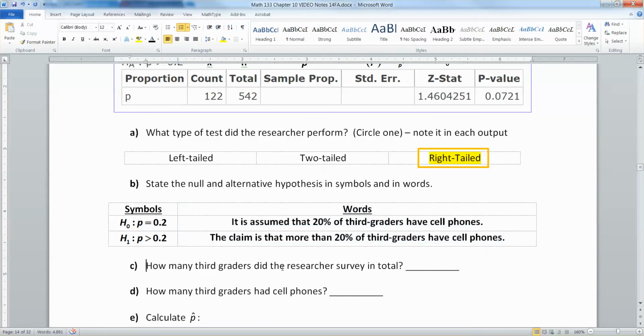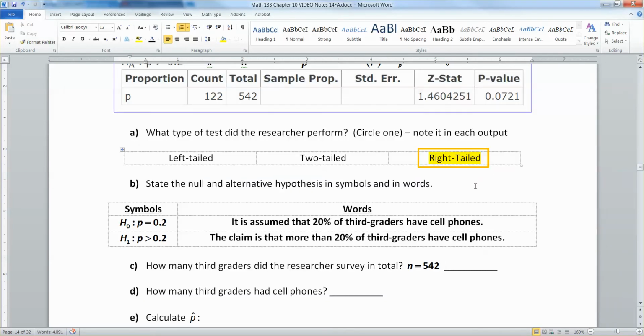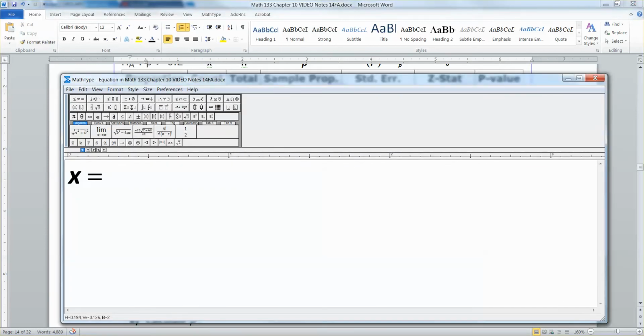Now, how many third graders did the researcher survey in total? Total, that would be N, which is 542. How many third graders had cell phones in that group of 542? That's what X is, X equals 122.